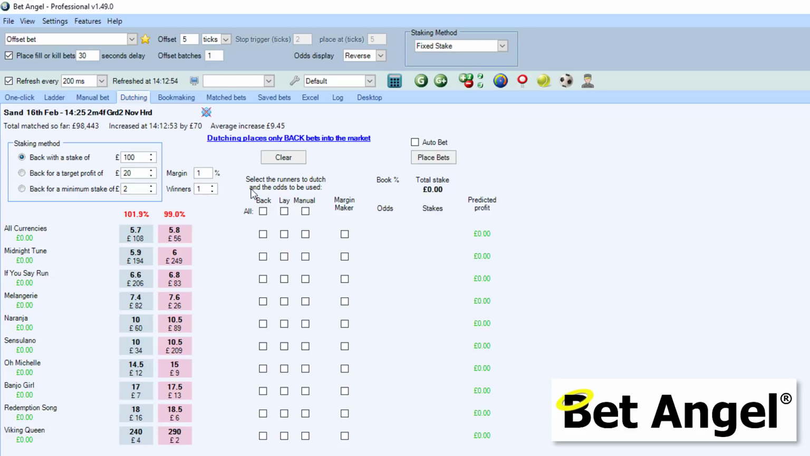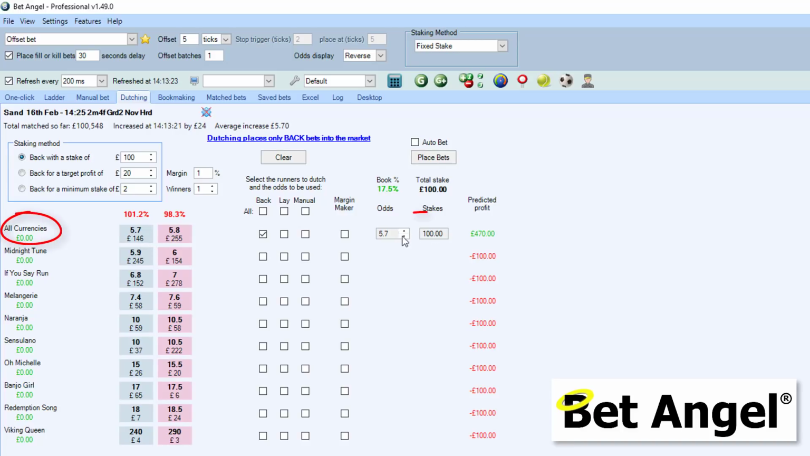When you look at the Dutching tab, you'll see it says Dutching places only back bets into the market, and that's what Dutching is. Dutching is the process of placing back bets in the market, but they're not like normal back bets. However, the easiest way to explain it is if we go into the Dutching and it says here place with a stake of £100. If we click on place bets right now, this would place a £100 back bet on All Currencies.